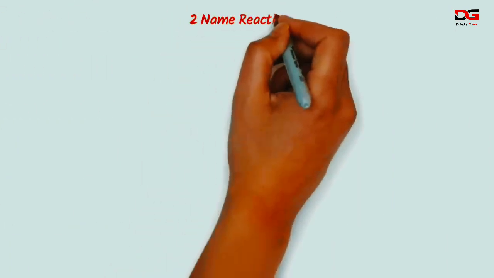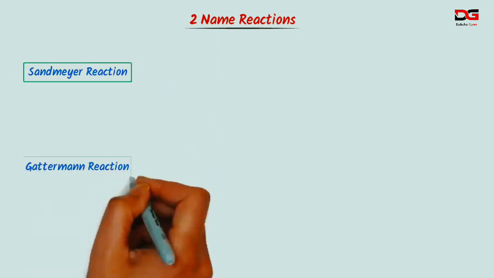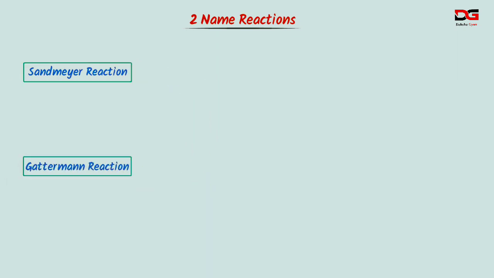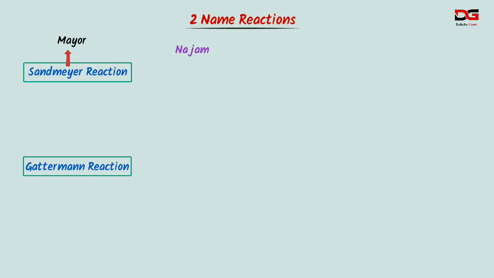Now let me teach you 2 more reactions, the Sandmeyer reaction and the Gattermann reaction. Now in Sandmeyer, there is the word Meyer. We know that a mayor controls a specific area like a town, bazaar, etc. Let here the mayor be Mr. Najam. So I say Najam closed custom bazaar. Let me repeat it. Najam closed custom bazaar.